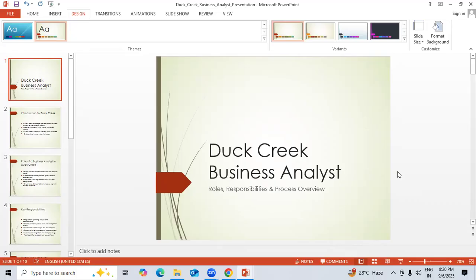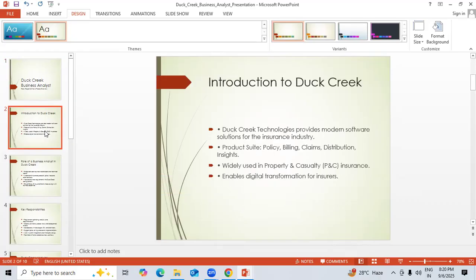We are using even Majesco, Guidewire, right? So different applications are being used, but Duck Creek is one of the applications we are using in the insurance sector. Now, as a business analyst, first of all, we must know what exactly Duck Creek is all about.